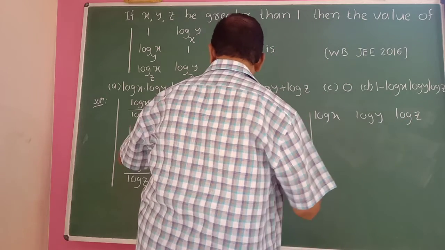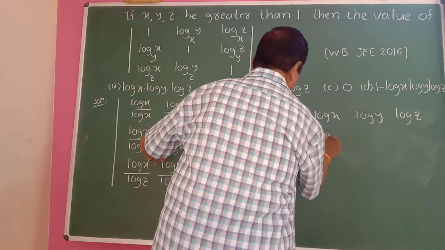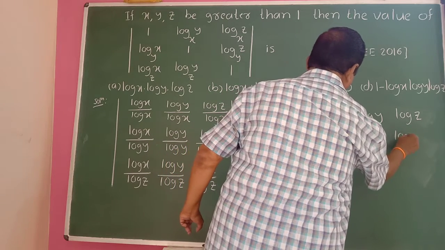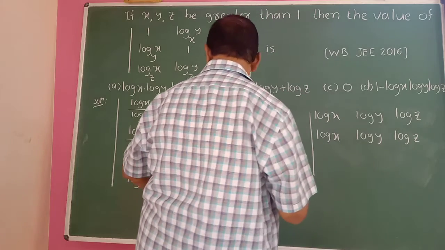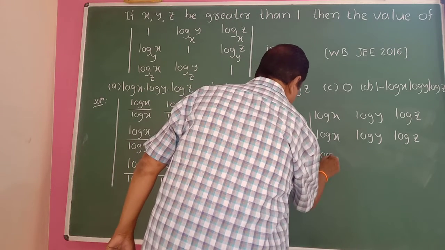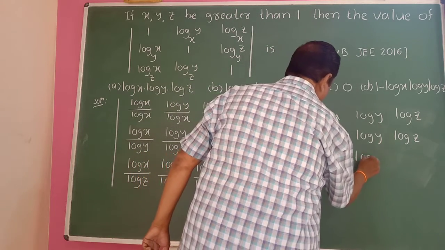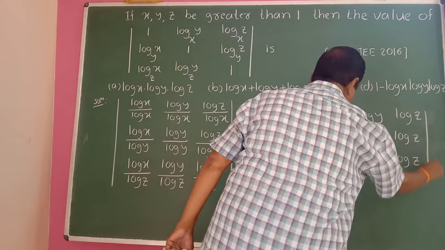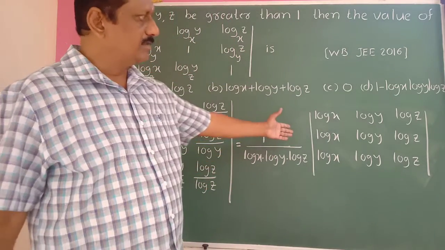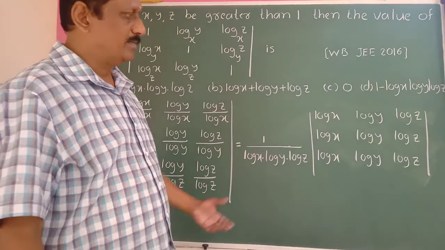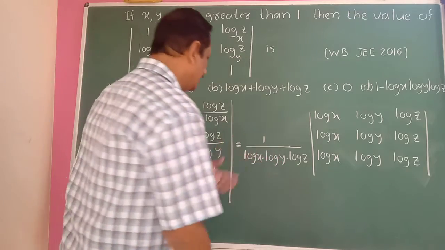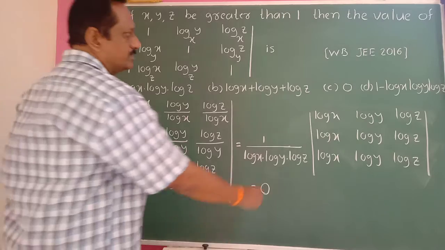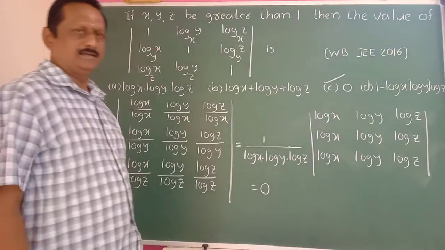1 upon log y common here, again log x, log y, log of z. Here 1 by log z common, hence log x, log y, and log of z. Just observe, all the three rows are identical, then obviously the value of the determinant is 0. 0 into determinant is 0. Therefore 0 is the answer. Third option is correct, C.